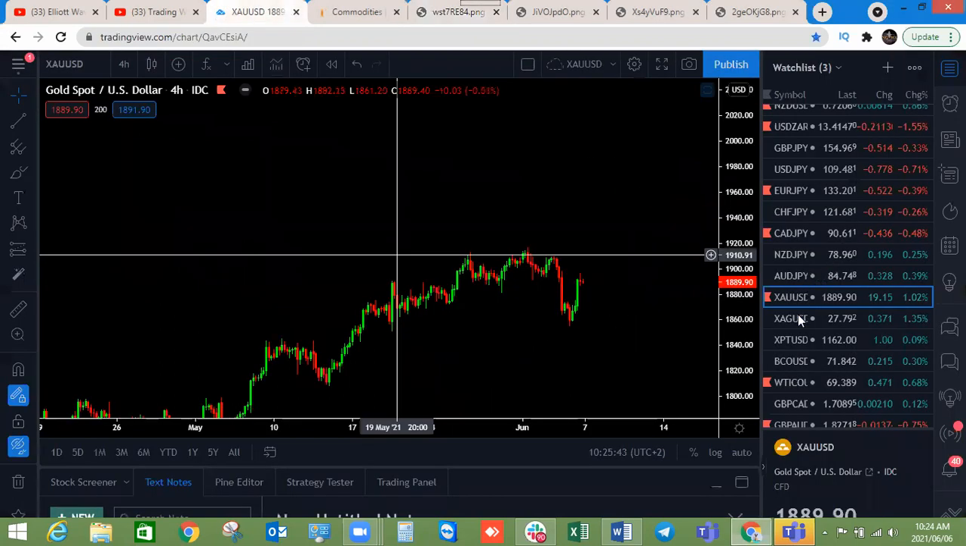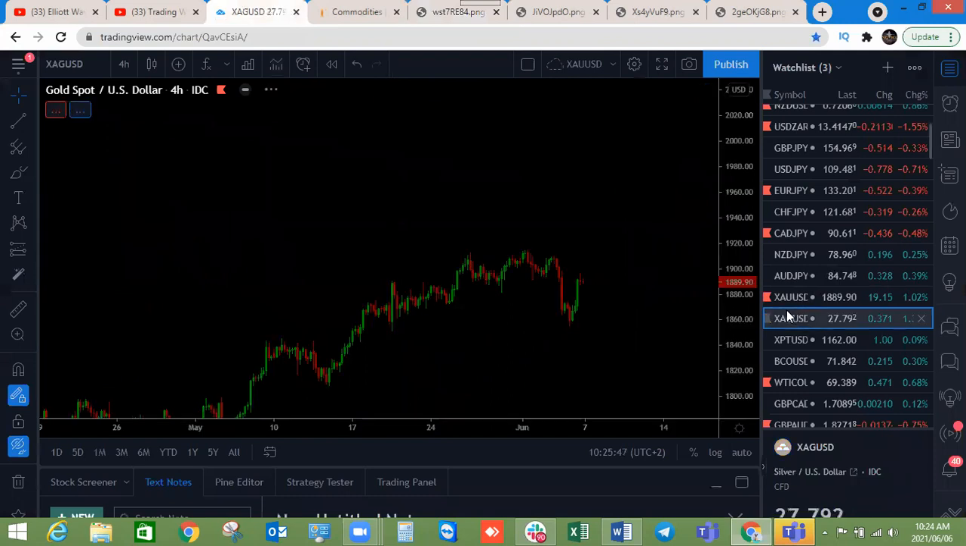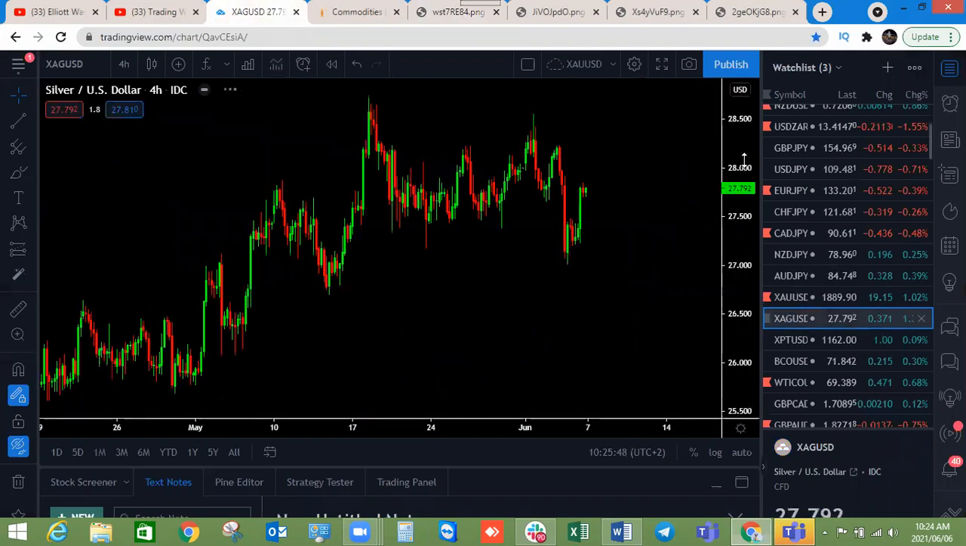The current structure on silver. This is silver. So that is silver now. As I was saying, the gold structure, the answer lies in the silver chart.